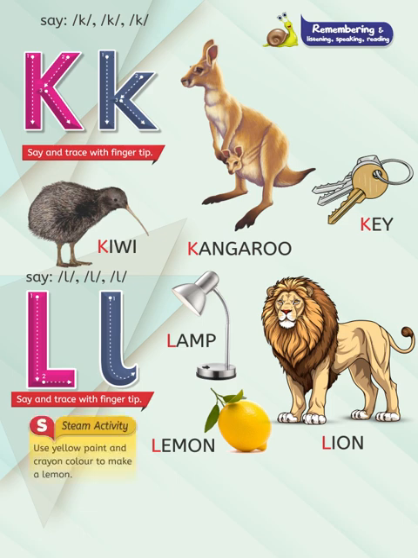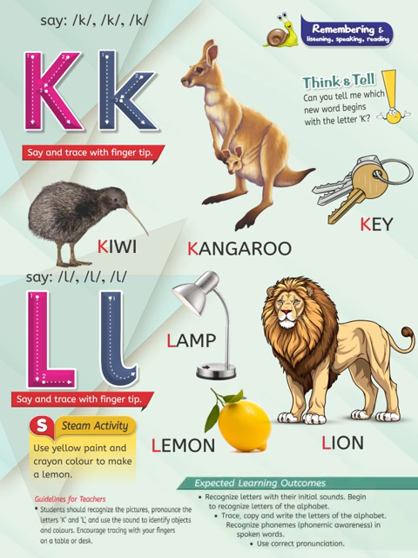STEAM activity. Use yellow paint or crayon color to draw a lemon. Think and tell. Can you tell me a word that begins with the letter K?